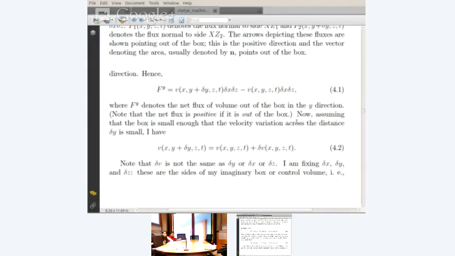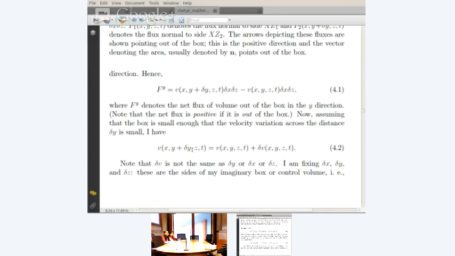Now, we assume, and we have already done that, that the box is small enough that the velocity variation across the distance delta y is small. Once we have done that, we have V at x, y plus delta y, z, t must be equal to V at x, y, z, t plus delta V at x, y, z, t. All that we are doing here is truncating the Taylor series at the first term. We are keeping only the first term in the Taylor series.